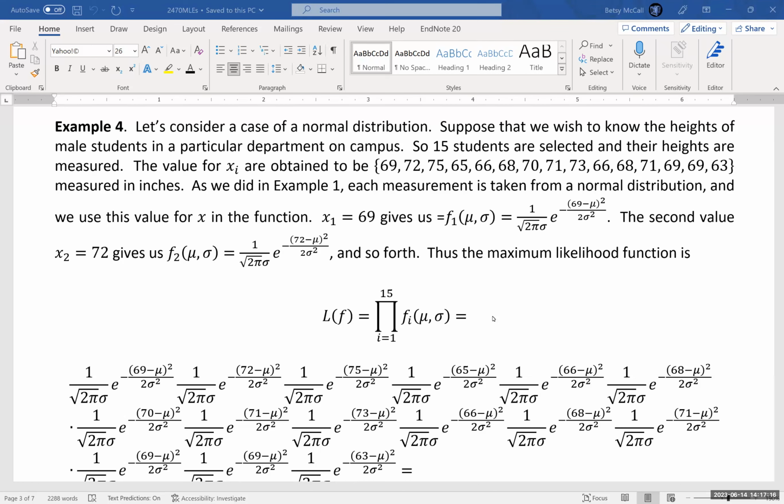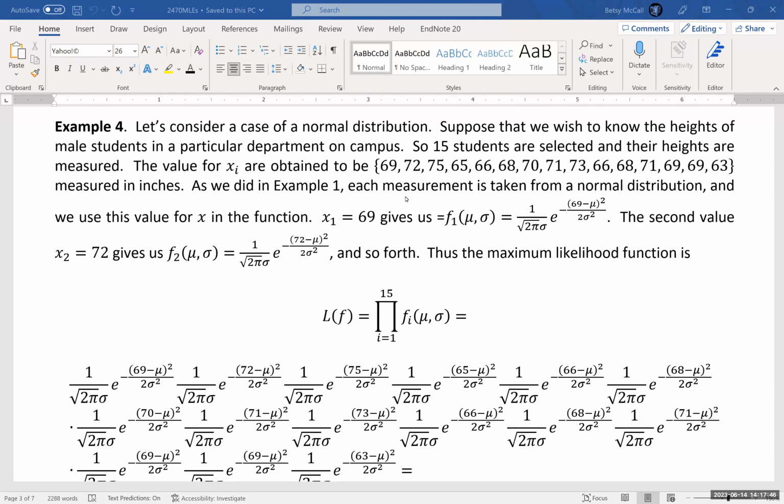Now, in this normal distribution, there are actually two parameters that we have to solve for, and so it is going to require multivariable calculus for us to actually do the solving. But let's consider we have 15 students, and somebody measured their heights, and those are our xi observation values. I've listed them here, measured in inches in this case.